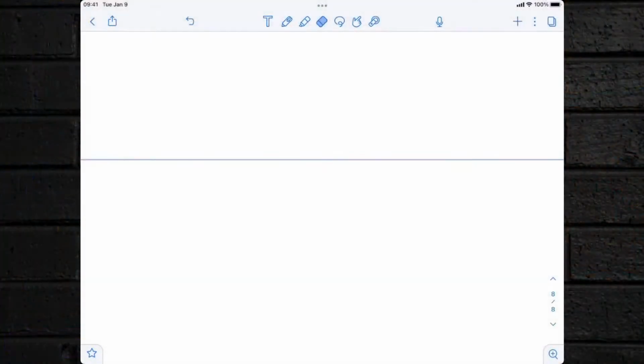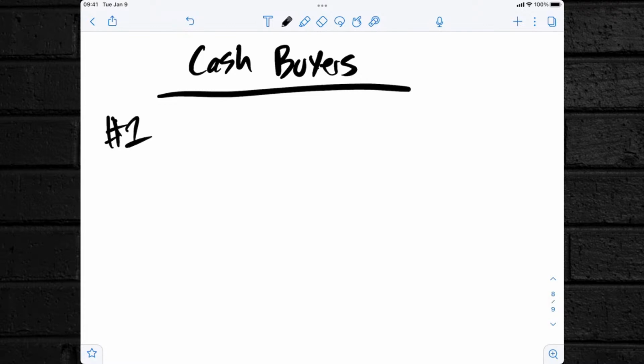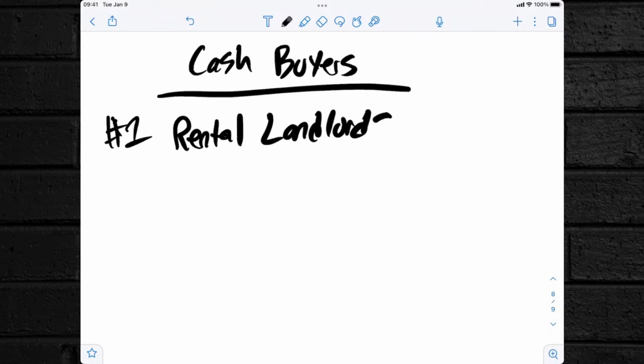And then the last part is, how do I find cash buyers? Oh my gosh, how do I find cash buyers for this deal, right? How am I going to make money in wholesaling? Pretty simple. How do you find cash buyers for this? Pretty simple. Number one, the best ones for these are just going to be rental landlords.